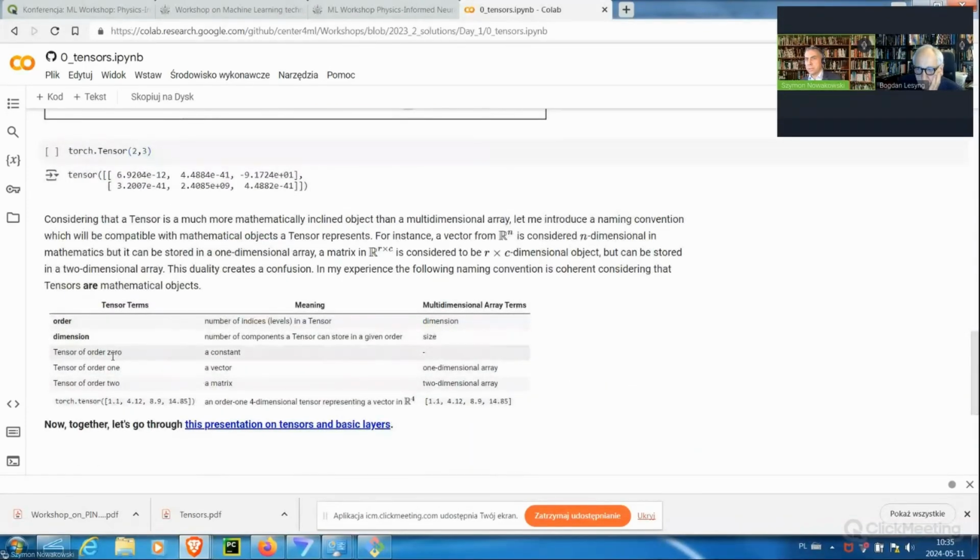So some more examples. If you have a tensor of order 0, it is just a constant. And of course, it doesn't have any equivalent when we talk about arrays. If you have a vector, it is a tensor of order 1, and it is one-dimensional. In arrays, you would say one-dimensional array, but we call it a tensor of order 1. A matrix with arrays would be a 2-dimensional array, but we rather call it a tensor of order 2. And this tensor is an order 1 4-dimensional tensor because it has 4 positions in this first order. It is basically a vector from R to the power of 4.